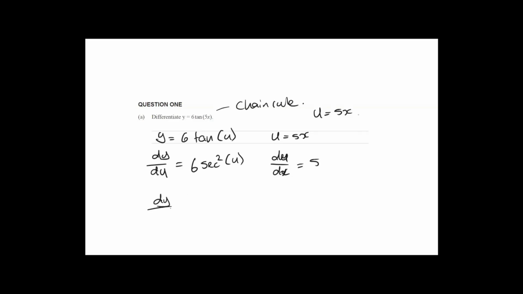So dy dx is going to be 5, which is this one here, times this one here. And of course, u is just a dummy variable that we put in there. So the final answer is going to be 30 secant squared of 5x, and that's done.